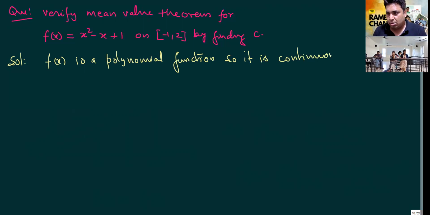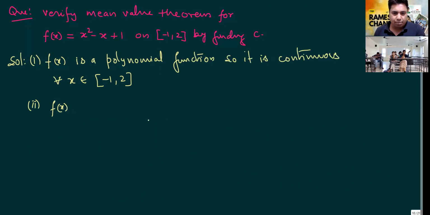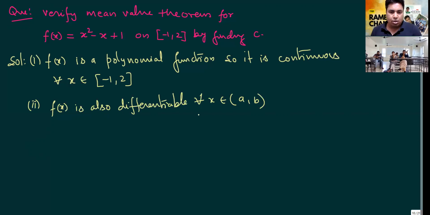Continuous for all x belongs to the closed interval -1 to 2. First statement verified, LMVT first statement. And second, f(x) is also differentiable. Why is it? Since it is a polynomial function, it is also differentiable for all x belonging to the open interval (-1, 2). So now these two conditions, that is the minimum required condition for LMVT, have been met.